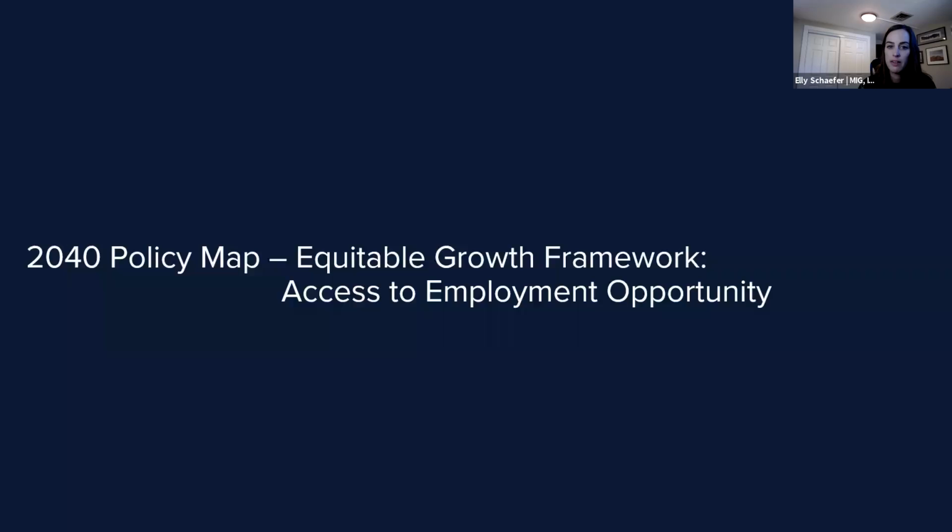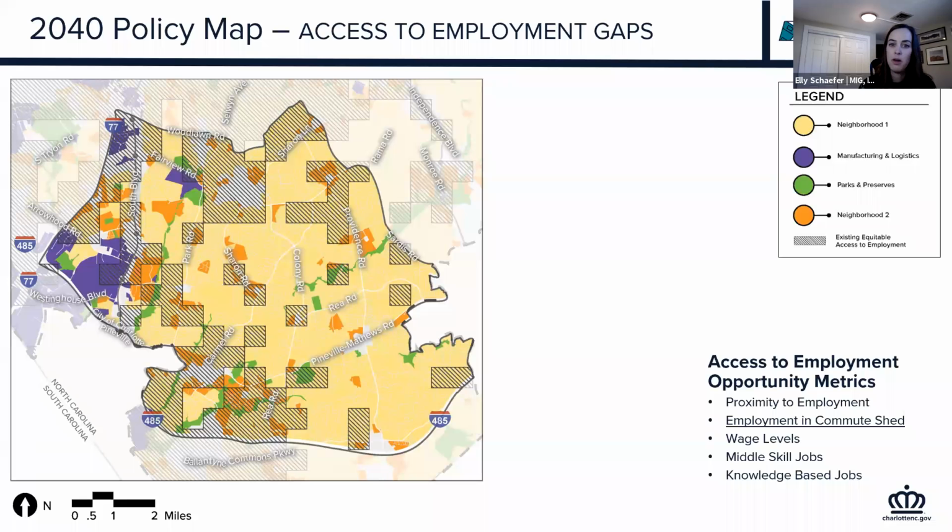So next, we're going to look at mapping of access to employment opportunities. These are the second component of the equitable growth framework in the comprehensive plan. Now on the map, areas outside of the black diagonal hatches are lacking existing access to employment opportunity. The bullet points on this page are the metrics that were used to understand where access to employment is currently lacking. The place type mapping aimed to provide the opportunity for employment within a commute shed, about 1.5 miles of every neighborhood, not necessarily within every neighborhood.